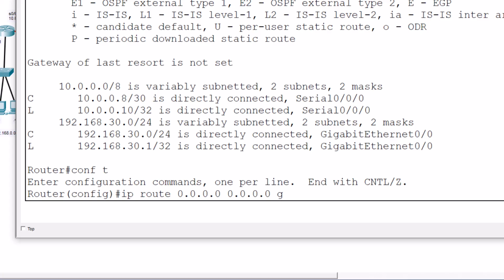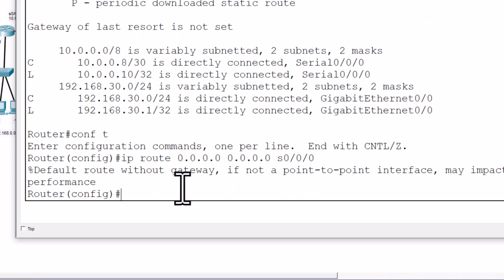And then we're not going out a gigabit. We're going out a serial 0/0/0 interface. All right, we get a little warning here. That's okay. We are on a point-to-point link. If you want to learn more about this, just go and watch my video on recursive lookups. Yes, go and watch my video on recursive lookups if you want to know more about this, which you should. You should want to know more about this.